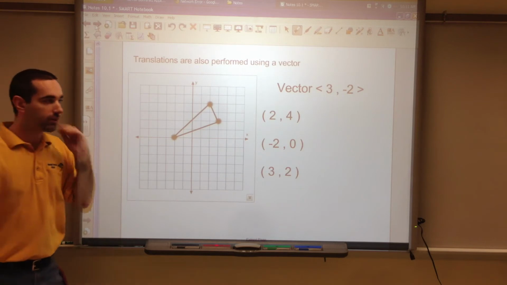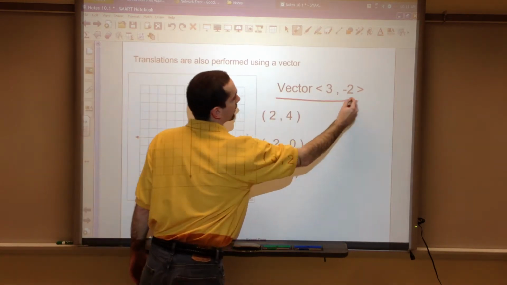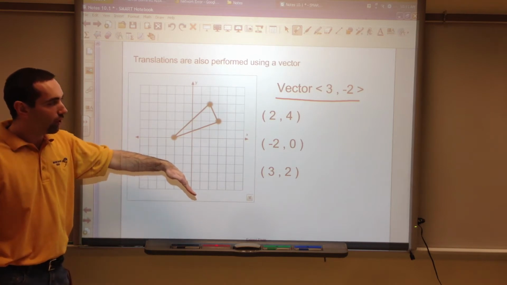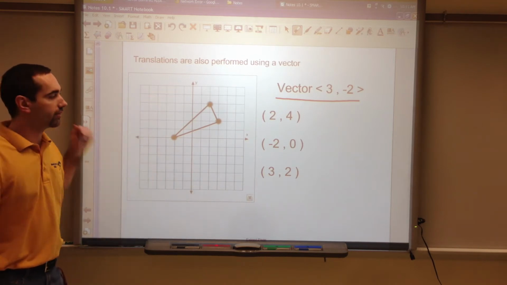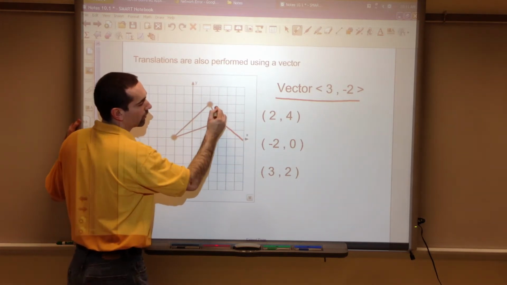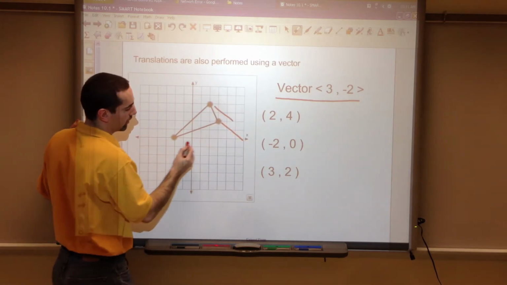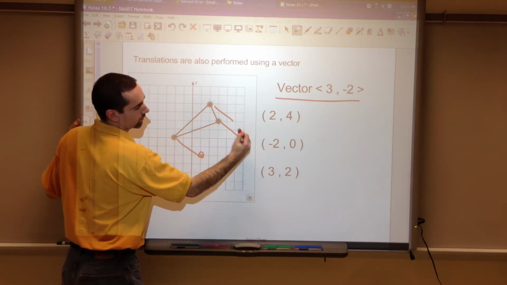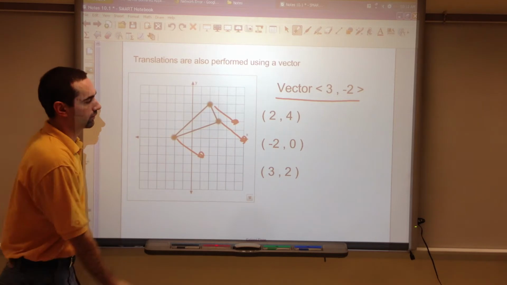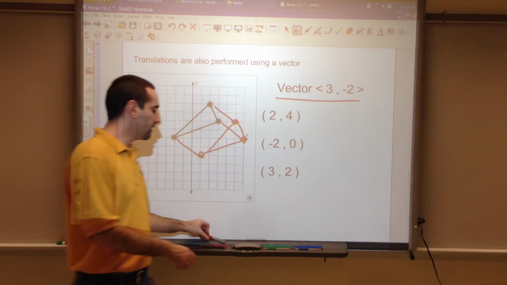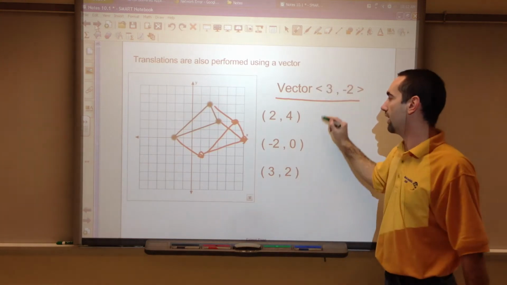Another translation we do is performed by a vector. A vector is where it's moving along an x and y coordinate. So this is moving over 3 down 2. So all my points are moving over 3 down 2. And I can see those points created doing the same thing.